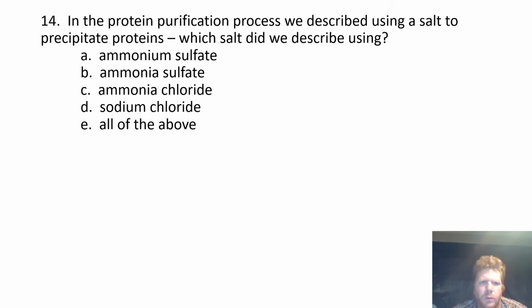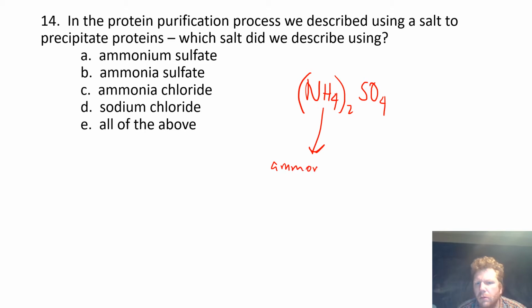Okay, so question number 14 reads, in the protein purification process, we described using a salt to precipitate proteins. Which salt did we use or describe using? This is a process known as salting out, and the salt that we used was NH4SO4. This takes you back to Gen Chem 1. This is ammonium, and this is sulfate. So the correct answer is ammonium sulfate.